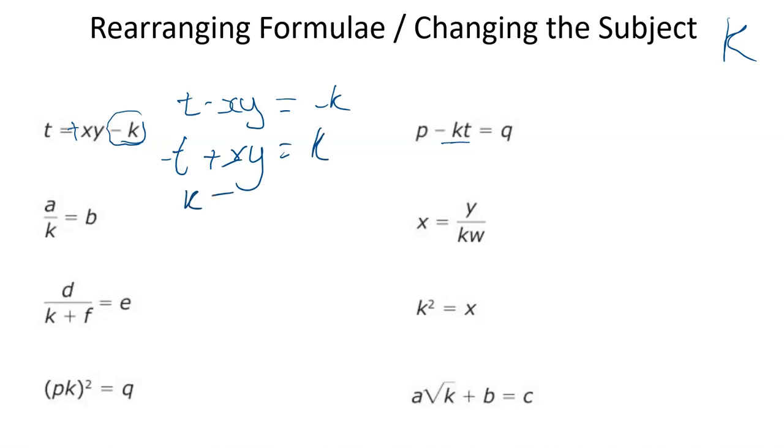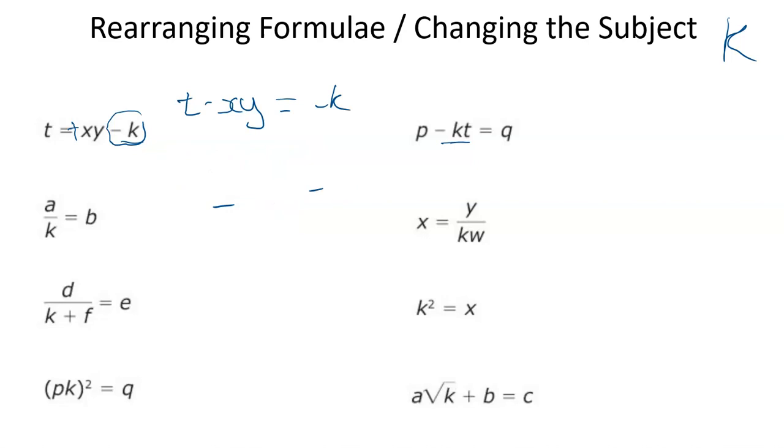Now we should write it k equals, and we could put this plus xy first, and then take away the t. That's absolutely legit. We've got it. We've got k as the subject. Doesn't matter what order this is. If you'd left it like this, it wouldn't have hurt, unless the question says in the form of, and then they show you which way round. But that's up to the question.